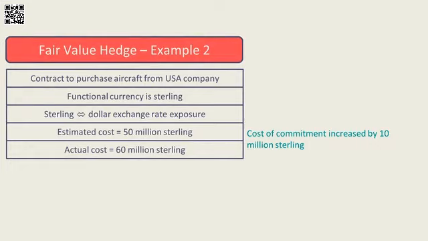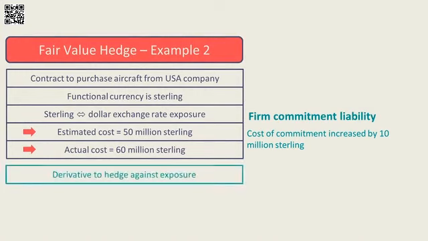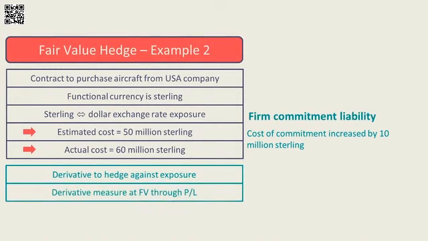Now, because it's legally binding, we're allowed to create a firm commitment asset or liability. Here we would have a firm commitment liability since the cost of the aircraft has gone up by 10 million. Now the point is that we probably hold a derivative to hedge against movements in exchange rates, and once again that derivative would be measured at fair value through profit and loss.